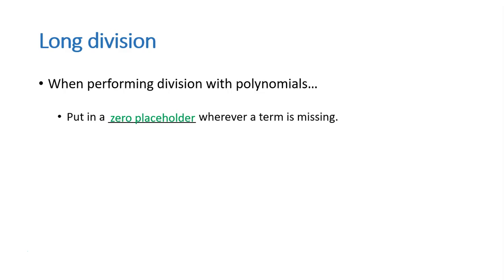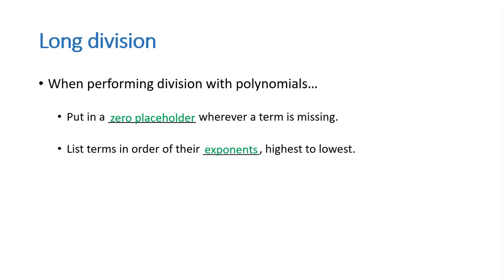When we're dividing with polynomials, we need to make sure that any particular term that's missing has a zero in there. So suppose our highest exponent is a 2, and then we don't have a linear term, or a term with an exponent of 1. We just have the quadratic term and then the constant term at the end. That means we would need to put in a zero placeholder for the particular term we're missing when we make sure everything's in order. We also need to list terms in order of their exponents, highest to lowest.